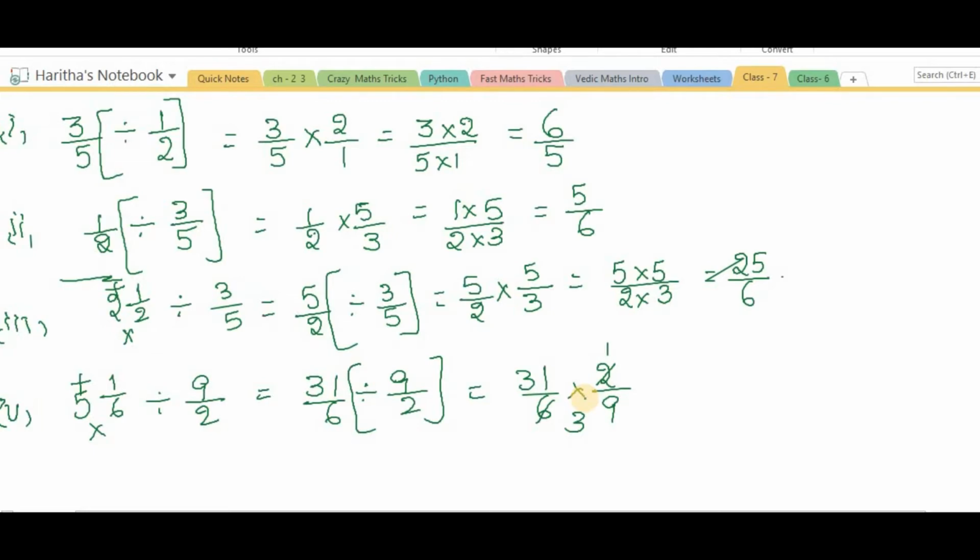Now is there any cancellation for 9 and 31? There is no other cancellation for 9 and 31. 9 and 31 will not go in any other table, and 3 and 31 also will not go. So we can simply go for multiplication of numerators: 31 into 1 by 3 into 9. 31 1s are 31, 3 9s are 27. Okay, now we'll move on to the next question.